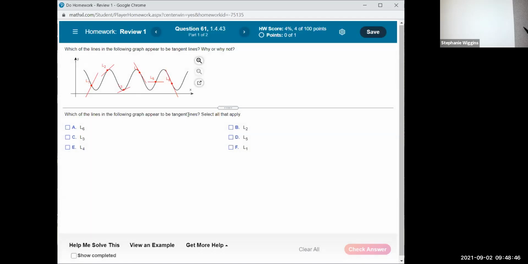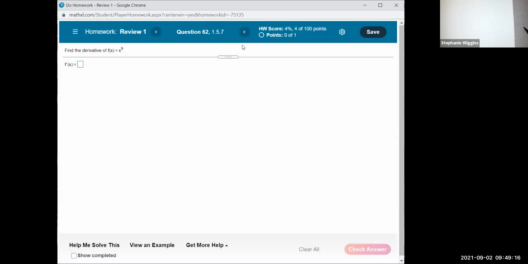Then tangent lines cannot cross. They just measure the slope of the curve at a point. So these two right here and here cross, and so those are not tangent lines. Everything else is just touching or showing the slope of the curve at that point. So L1 and L5 are not tangent.